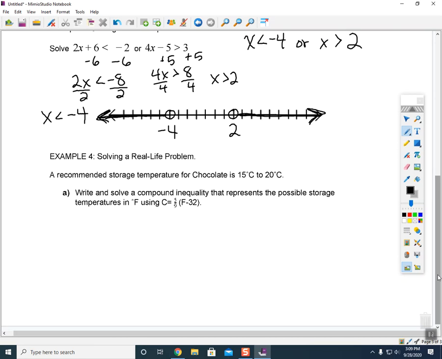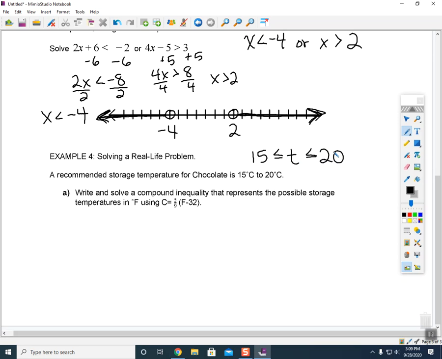We'll break it down. Let's think of this in terms of Celsius and not Fahrenheit. What would my inequality look like? Well, I know that this is a finite interval. I have a range where I know the beginning and the end. My beginning is 15, my end is 20. So that means my minimum is 15 and my maximum is 20. So if I'm going to write this as an and statement, I would have 15 is less than or equal to T, my temperature, is less than or equal to 20. Right? This is in degrees Celsius. This is what my inequality will look like.